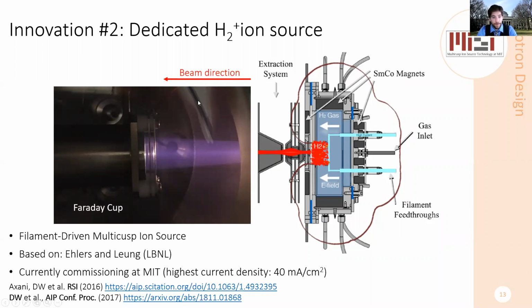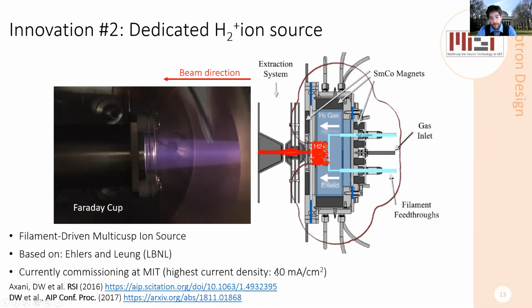So here's a photograph of our beam. The nice thing about a high intensity H2 plus or even proton beam is that if your residual gas pressure is fairly high, you can actually see the beam as a purple glow, and you can take photos of it. We usually measure the beam with a Faraday cup right after the source.